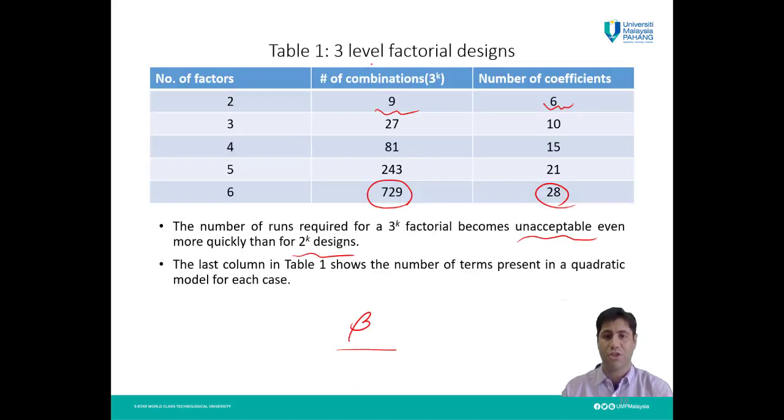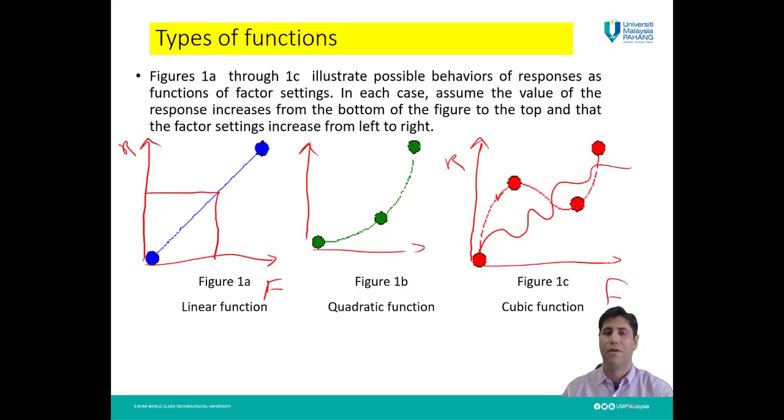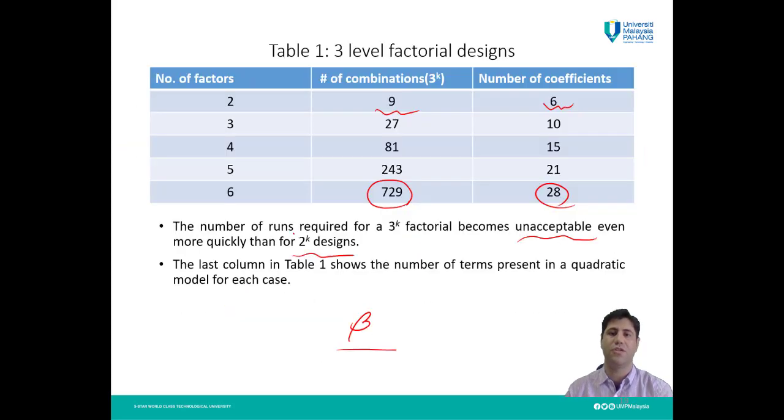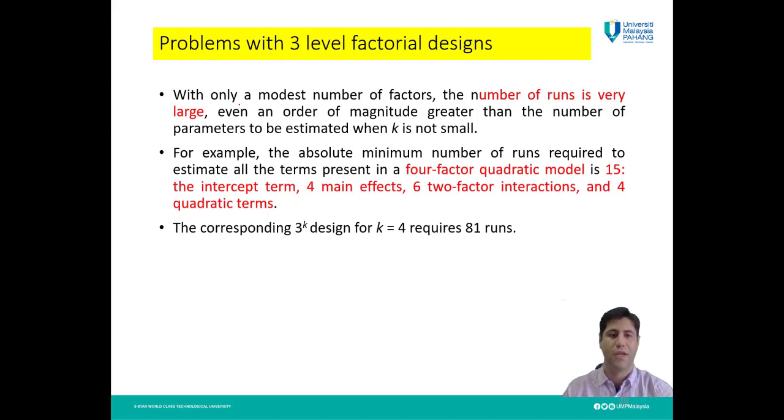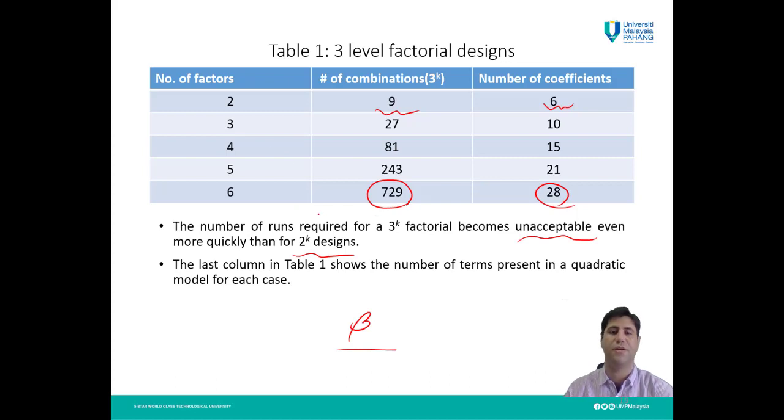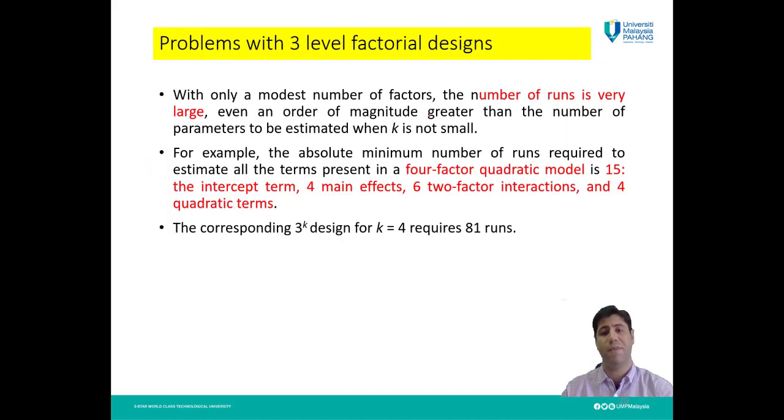So this three-level factorial design also may sometimes not be a good design to find this curve. However, even with this three-level factorial design, we have some problems, like what we have here. With only a modest number of factors, the number of runs is very large, even an order of magnitude greater than the number of parameters to be estimated when k is not small.